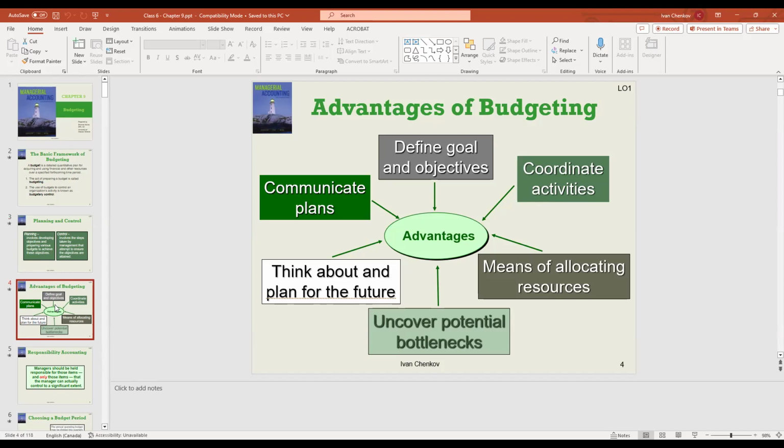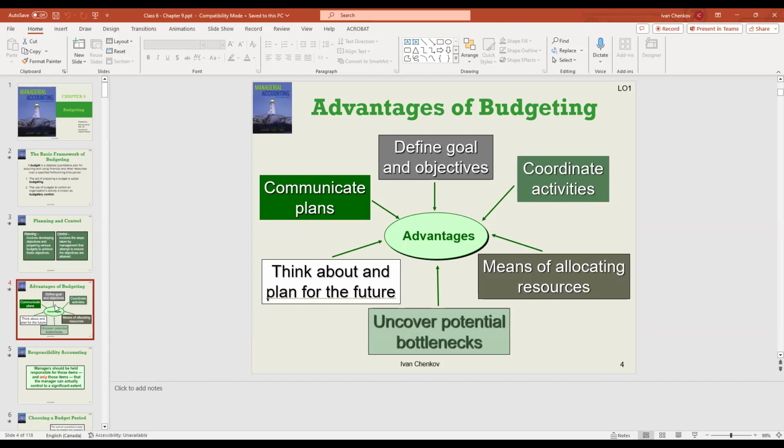Once you prepare the budget, it gives you the opportunity to think about the future and how you're going to plan your future, what kind of steps you have to take at the different levels. The budget can cover different periods, but on every single period, you can see what you can do and how you can do it, and keep going.